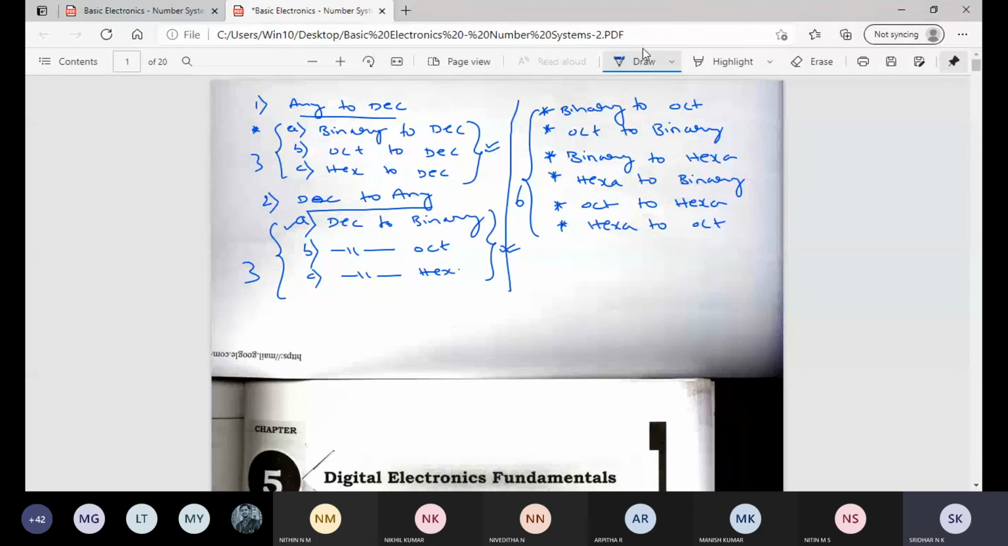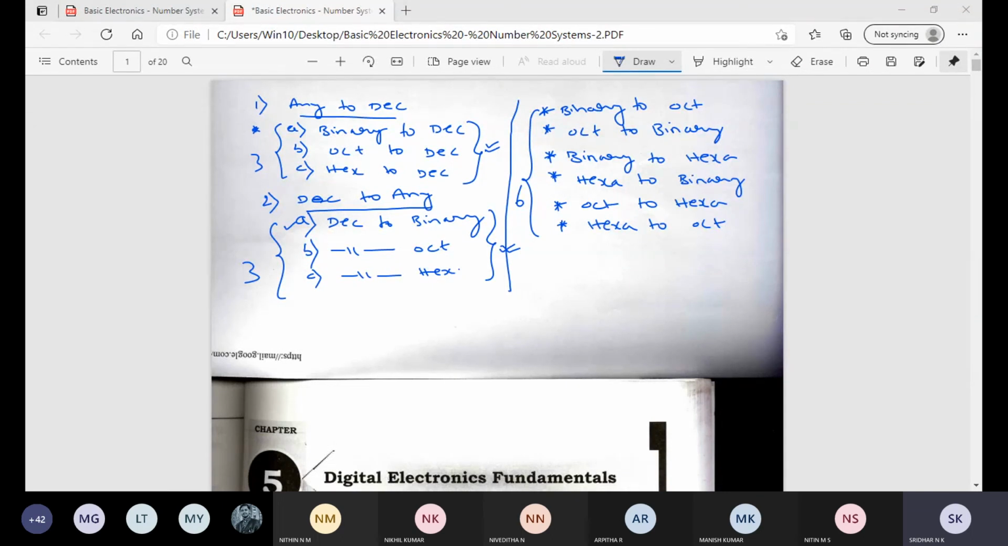So before going to the next class for this type of conversions, you should have some basic knowledge. This is general knowledge. I'll just teach that and I'll wind up the class today.